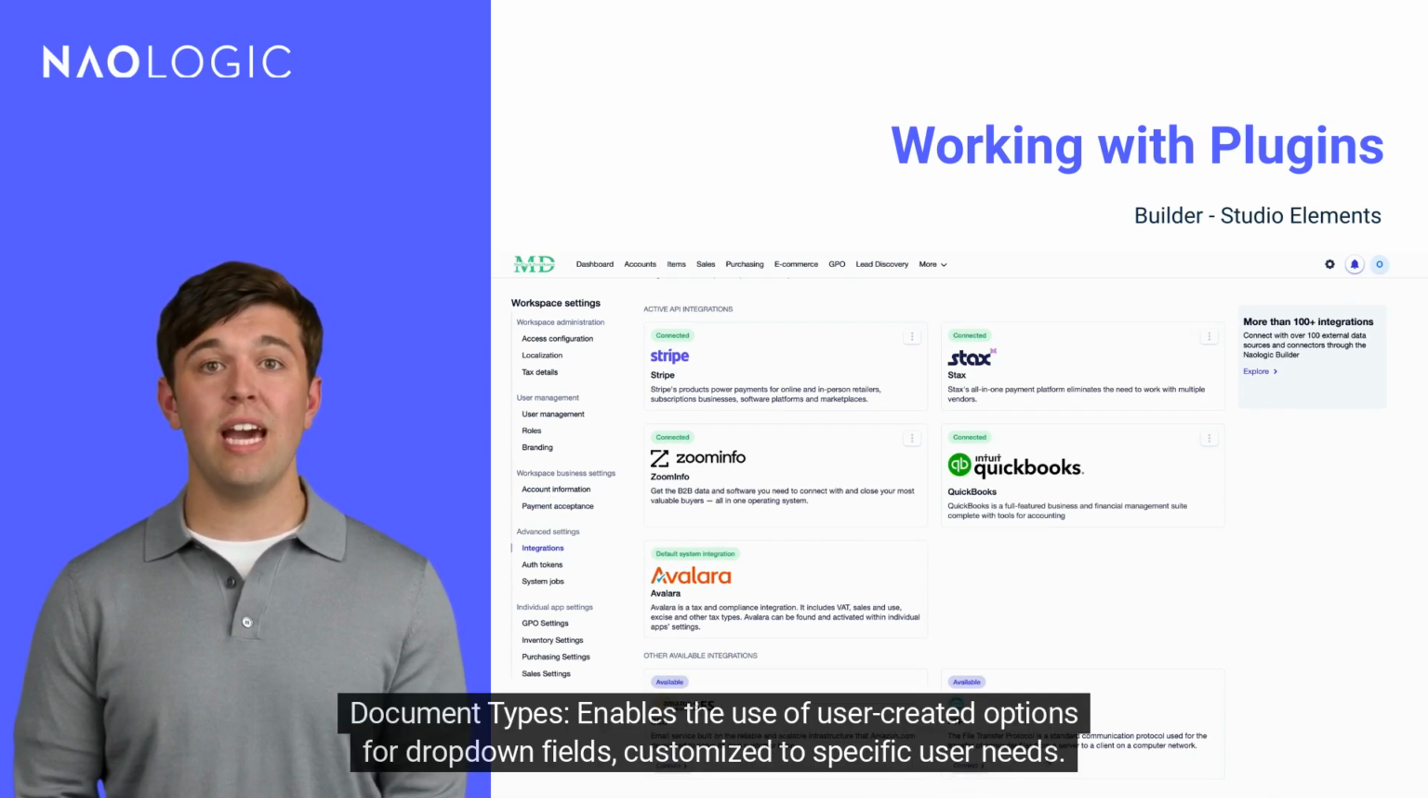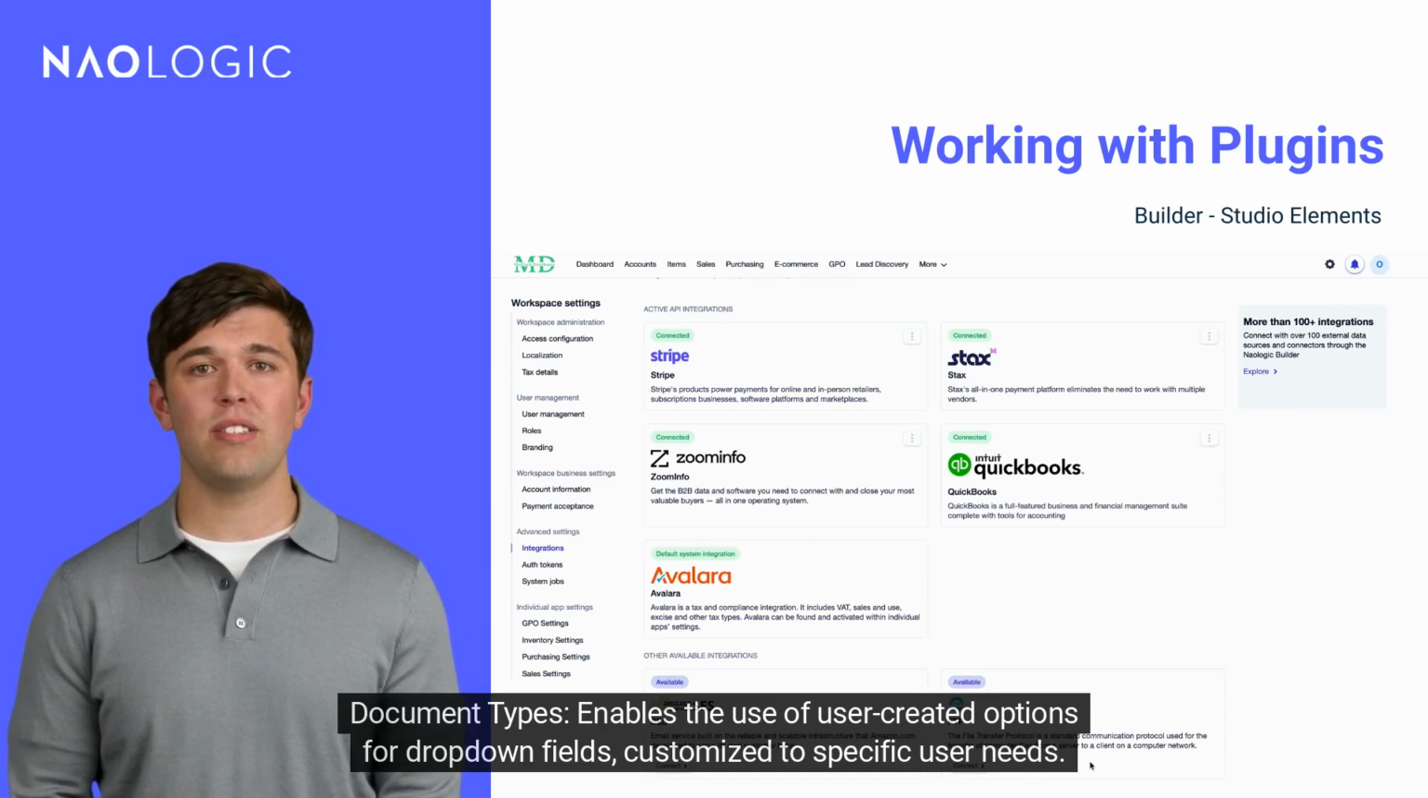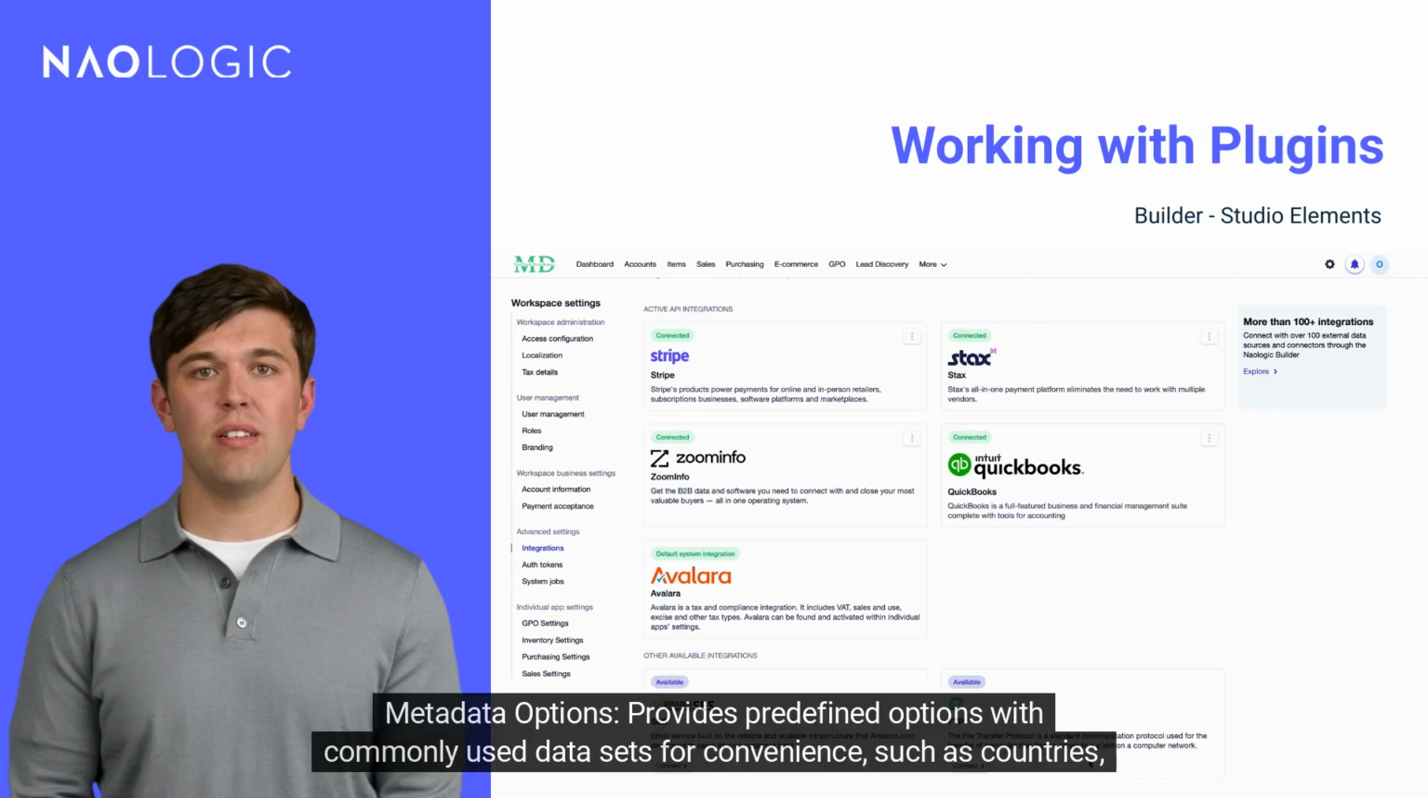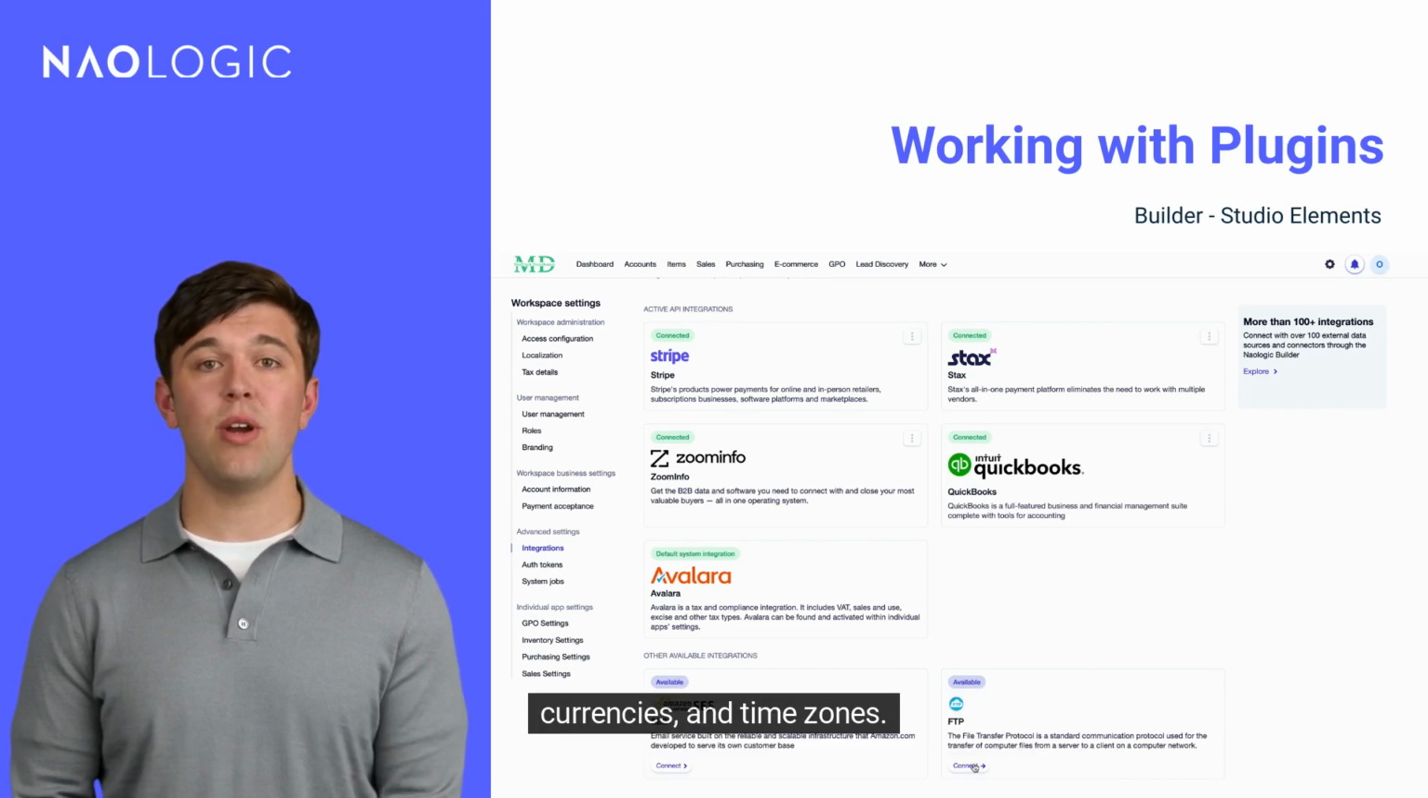Document types enables the use of user-created options for drop-down fields, customized to specific user needs. Metadata options provides predefined options with commonly used data sets for convenience, such as countries, currencies, and time zones.